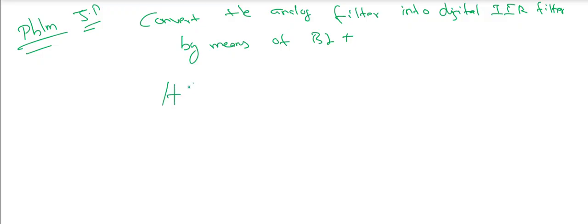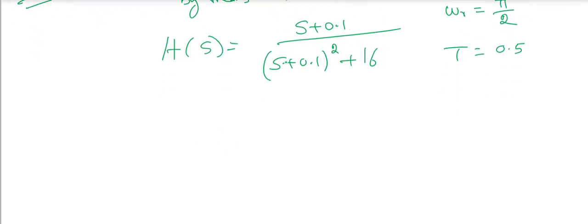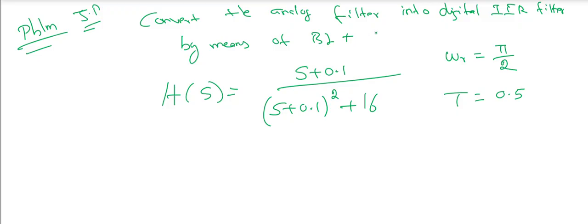Okay, so the analog filter transfer function is given: s plus 0.1 divided by s plus 0.1 the whole square plus 16. In the given specification, the resonant frequency omega is given as pi by 2 and T is given as 0.5. So the digital resonant frequency is given as pi by 2.